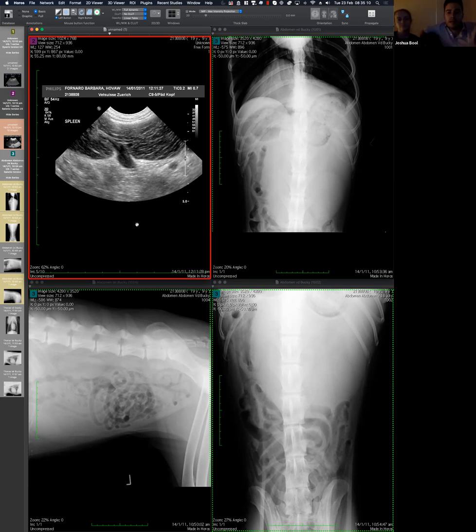Hey, Mariano, what makes that kind of speckled look on ultrasound? Interesting. I have a theory. I'm not sure if my theory is proven.